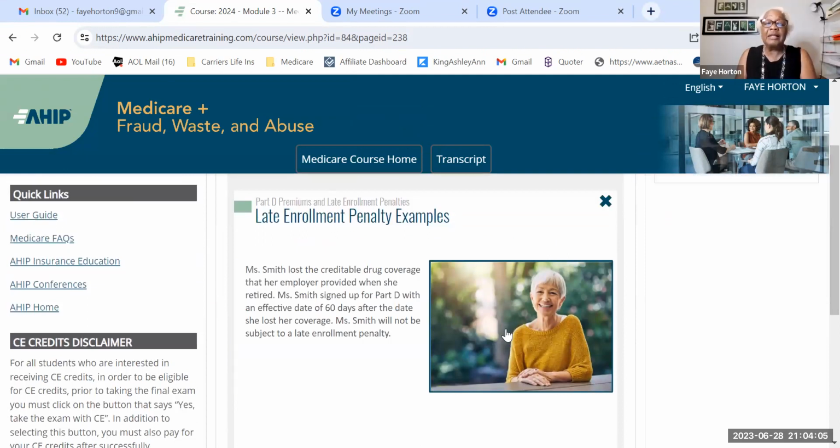Mrs. Smith lost the credible drug coverage that her employer provided when she retired. Mrs. Smith signed up for Part D with an effective date of 60 days after the date she lost her coverage. Mrs. Smith will not be subject to a late enrollment penalty. Why? Because she had 63 days and she did it within 60.